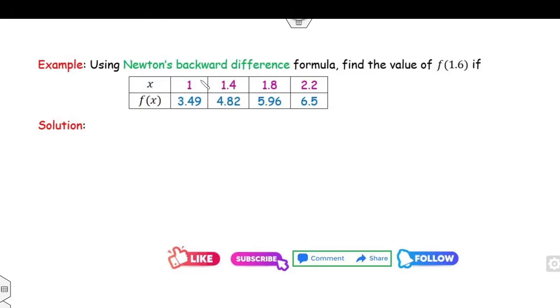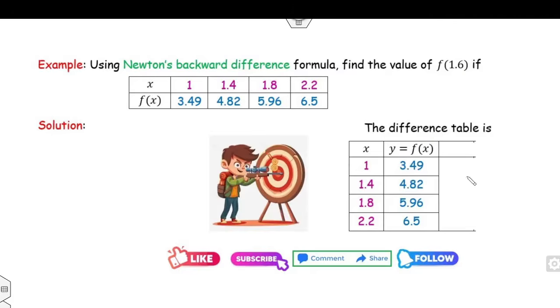Again, you can see the difference is 0.4, 0.4, 0.4. They are equidistant, and your target is to find the value at 1.6, which lies in the middle of the information. But in the given statement, they are asking you to find it using the backward difference. Now, can you complete your target? Firstly, find the difference. What is the difference between 4.82 minus 3.49? That will be 1.33. Similarly, you can find the second difference.